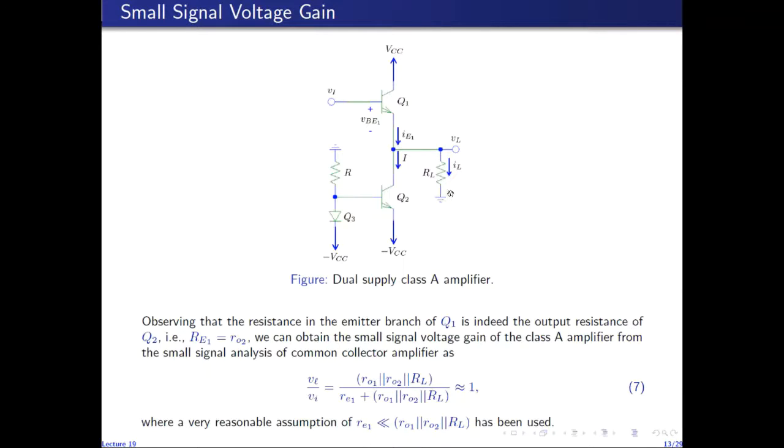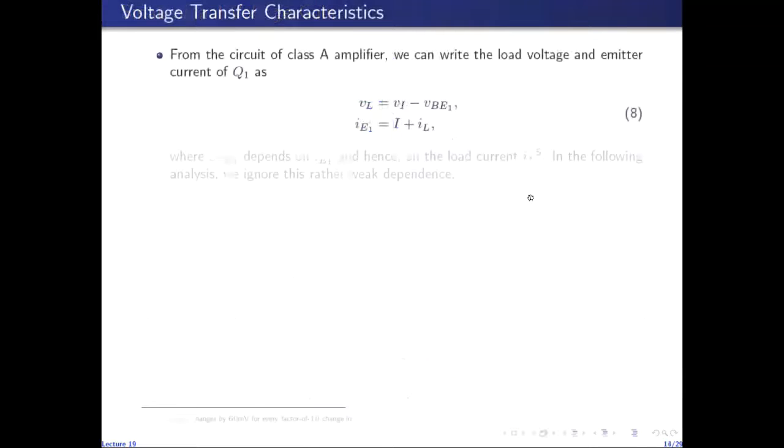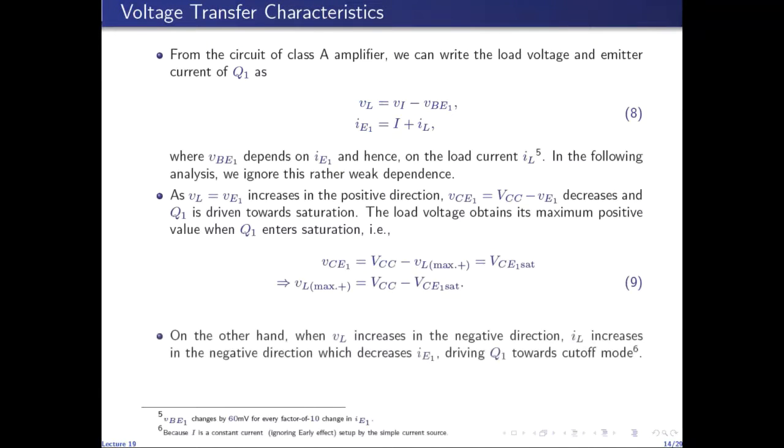So IE1 plus IL will equal capital I. So since capital I is assumed to be constant, increasing IL in the upward direction will mean that IE1 will decrease. So as VL swings in the negative direction, IL will increase in the upward direction. And because this current is almost constant, IE1 will decrease. So as VL swings in the negative direction, Q1 is driven towards cutoff mode.